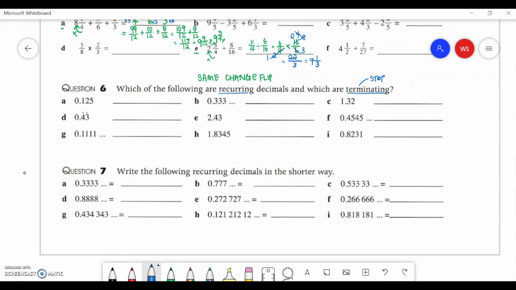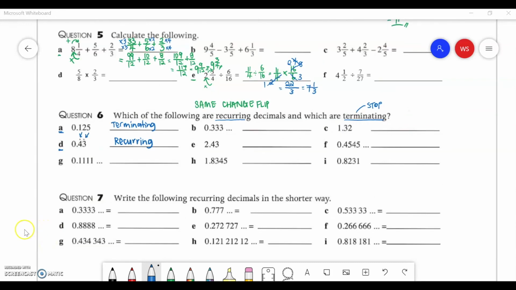So looking at question 6a, 0.125, because it stops at the end of 5, this means that this is a terminating decimal. Looking at question 6d, 0.43, and there are 2 dots up above them. This means that they are recurring decimals that keep repeating on, such as 0.43, 43, 43, 43, so on and so forth. So this means they are recurring decimals. Right, pause this video and try the rest of the questions in question 6.